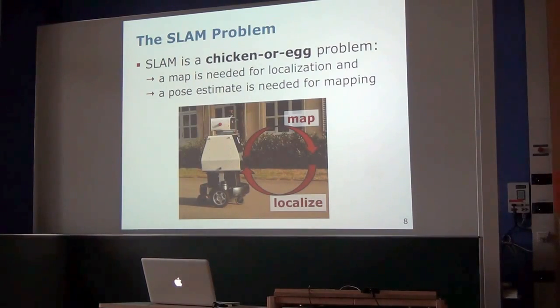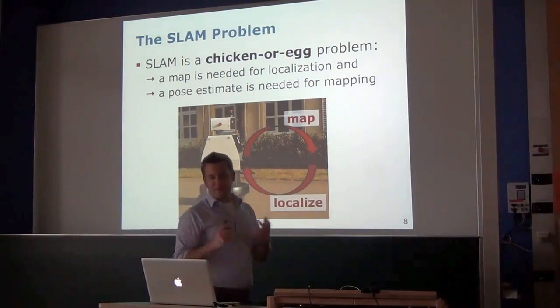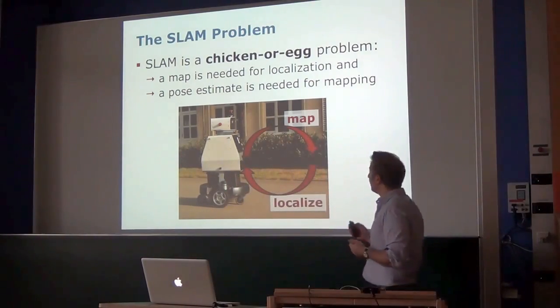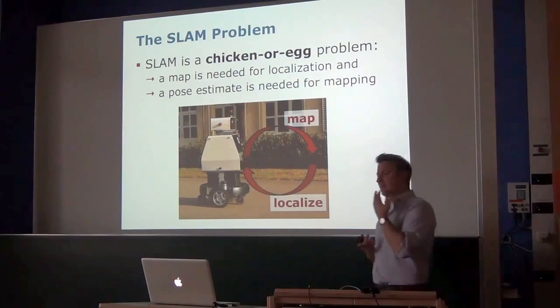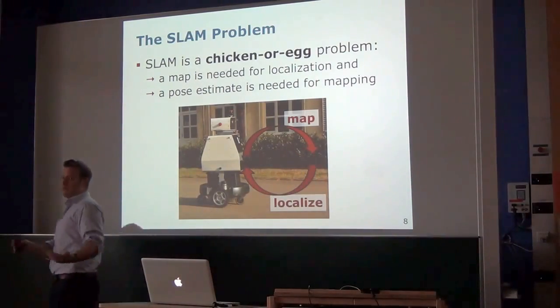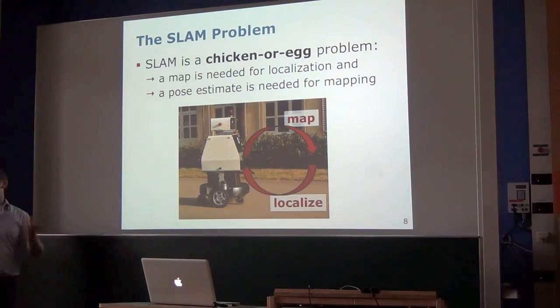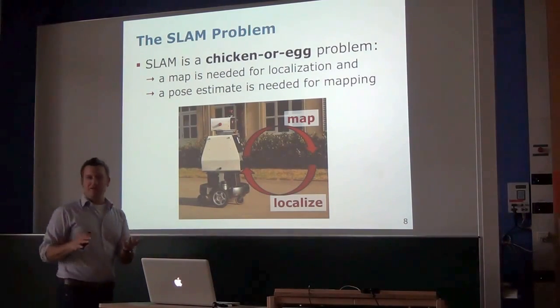So you need to build up the map and localize the robot at the same time or incrementally. And therefore, this is why it's often referred to as a chicken or egg problem, because the map estimate and the position estimate of the robot are strongly correlated. So if I know the map, localization is easy. If I know the pose estimate of the robot, mapping is easy. But doing both at the same time can be rather complicated.